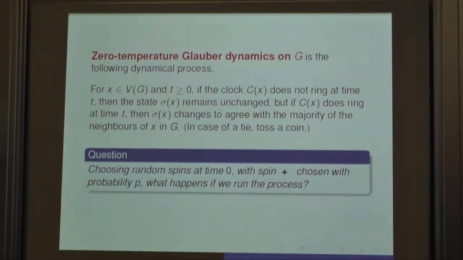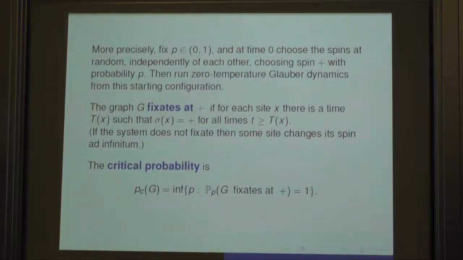In what sense? Of course, we can ask lots of things, but the question we would like to know is whether there is fixation. Now, what is that? We say that a graph for this dynamical process fixates at plus at a certain site x, if, when we run the process, eventually the site acquires spin plus and never changes its spin again. So it fixates at plus if eventually, after thousands of years, it goes into state plus and then never changes it again.